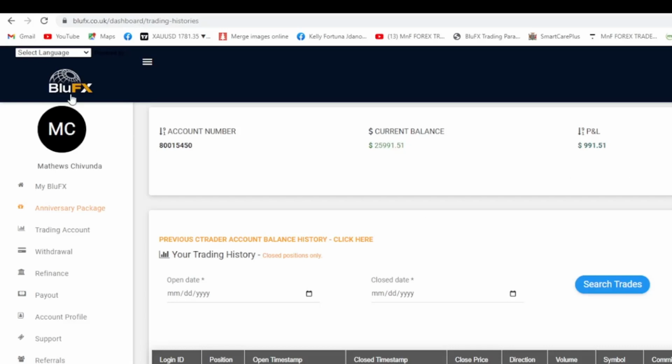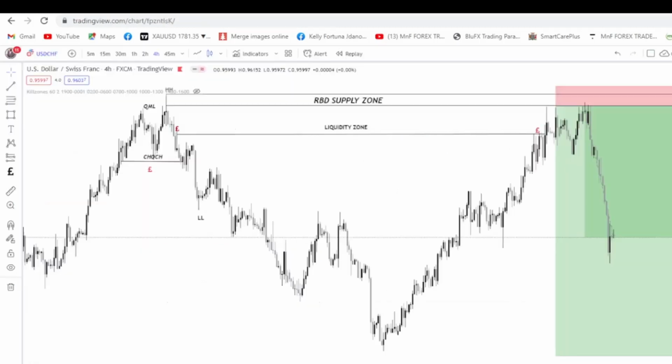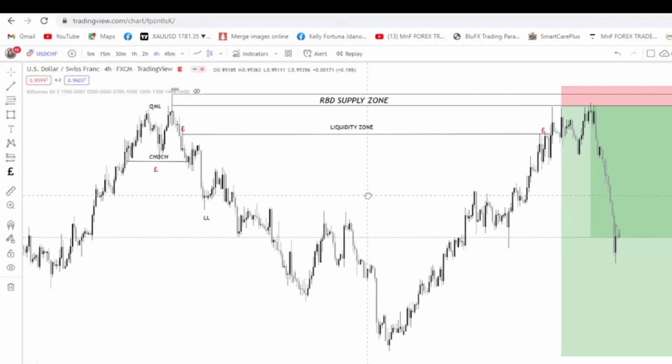This is my FOREX account, and currently I'm up $991. I'm just remaining with about $250 for me to hit my 5% on my FOREX trading account, which is a $25,000 account. All right, so let's get back to this trade right here. This was an absolutely good trade, right?